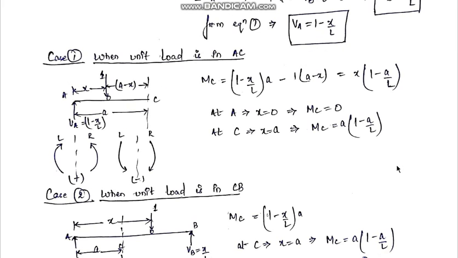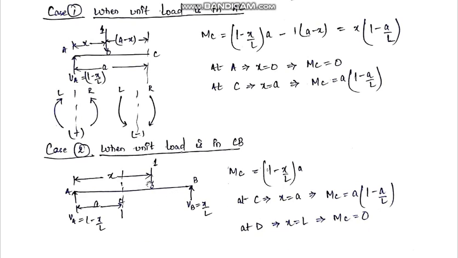Now let us find out the equation of bending moment when the unit load is in CB part. So the diagram will be like this. Now the unit load has moved to the CB part. Now for this case, we have to find out the equation of bending moment at C section. See, in order to find out the moment at this section, we can either take the right part of the section or the left part of the section. If you see the left part, there is only one force, and if you see the right part of the section, there are two forces, one and this x by L. So it will be much easier if we take the left portion.